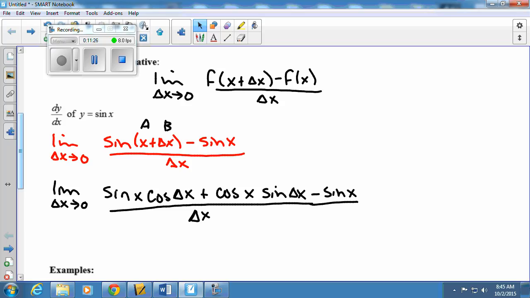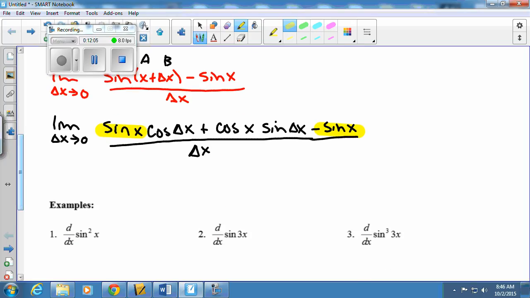Can I just plug in 0? I can try. So what do I get when I just plug in 0? Oh, so it didn't work so well, did it? Okay, so can I do anything with this? Do I have any terms I can combine, or anything similar to each other? There's 2 sine of x's. Okay, let's see if we can do something with those.